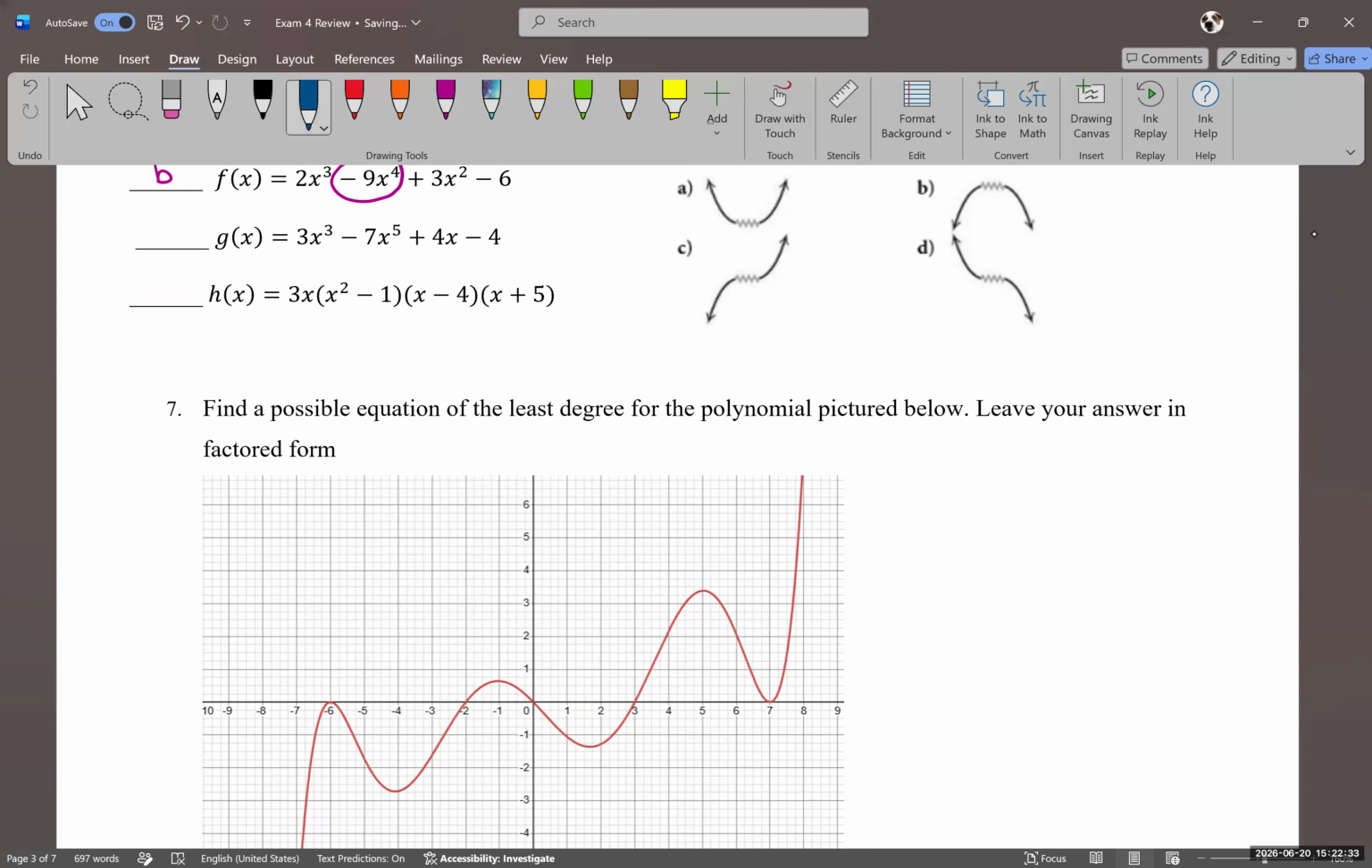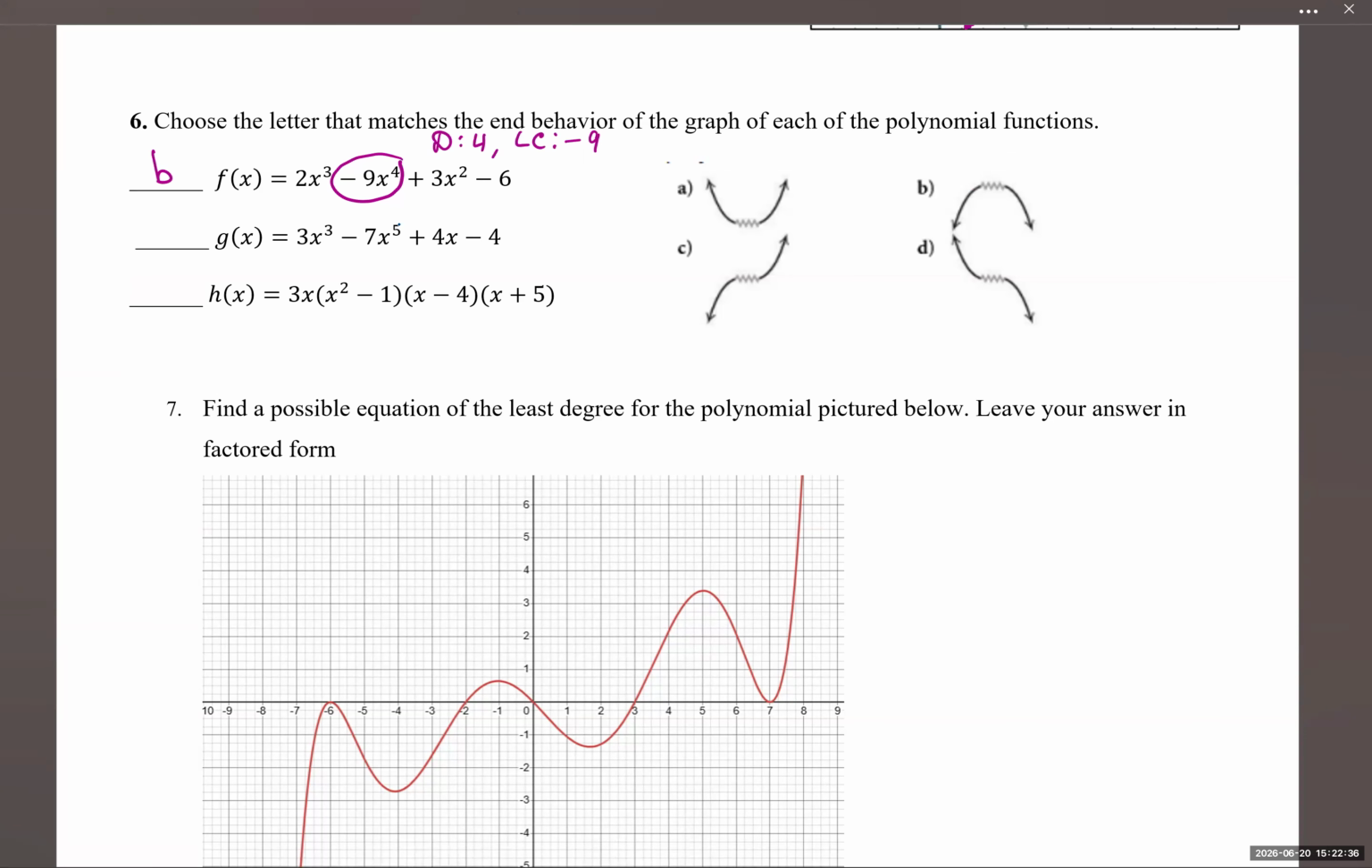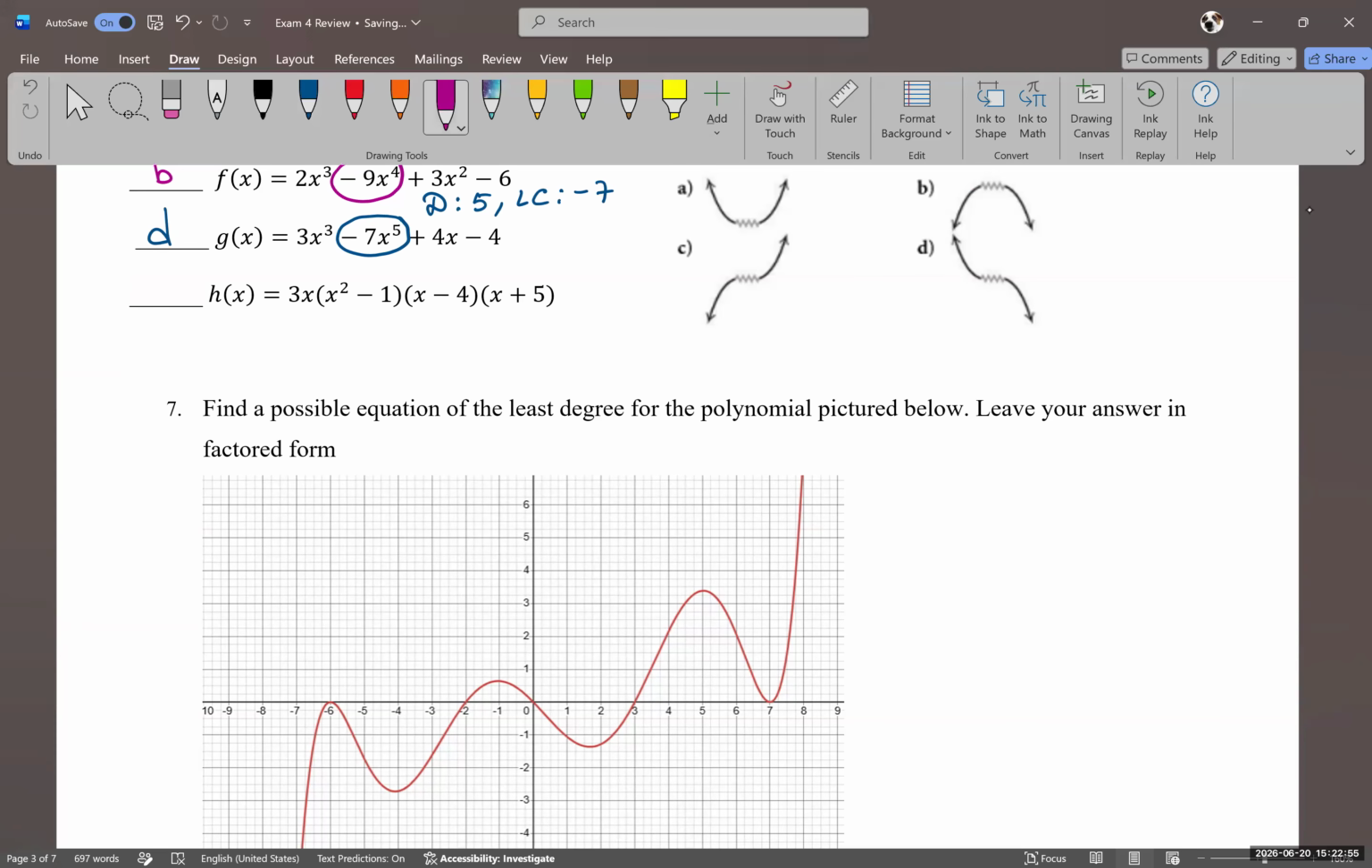Then the second function, again, the term that you want is not the first one. So the second function, degree is 5, and the leading coefficient is -7. So this time the function is odd and negative. That is graph D.